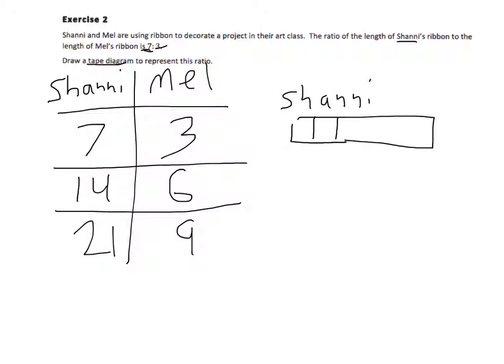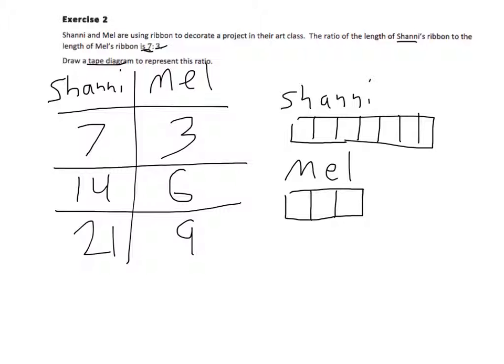1, 2, 3, 4, 5, 6, 7. And now we can start with Mel's. We're going to do the same thing, except this time Mel's is going to be 3 long. So all I need to do is make a box 3 long. This is a nice visual way to see the comparison of 7 to 3 for Shani and Mel.